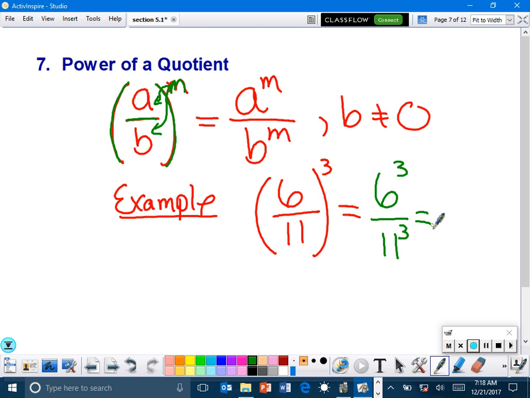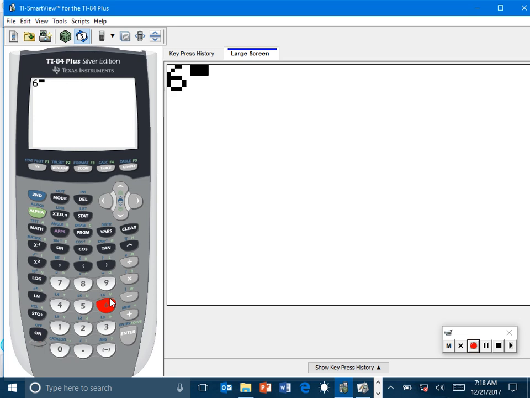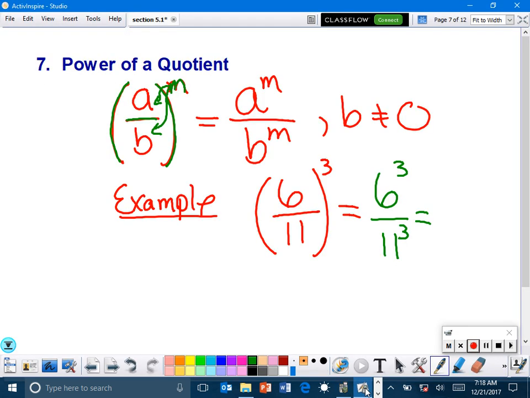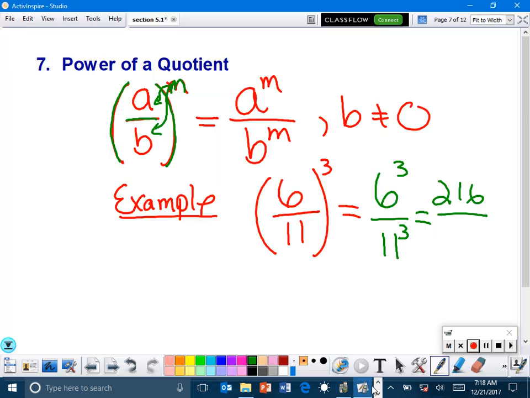Now, you could go ahead and simplify that a little further. So you can just take 6 to the 3rd power and find that out. That's 216. And 11 to the 3rd power is 1,331. So you can rewrite that and simplify it as much as possible.